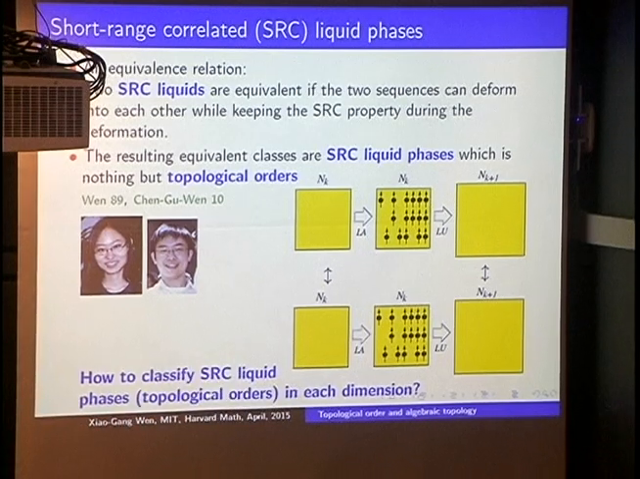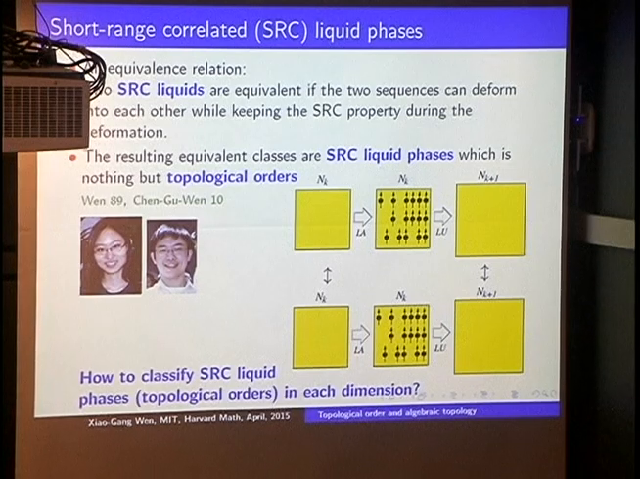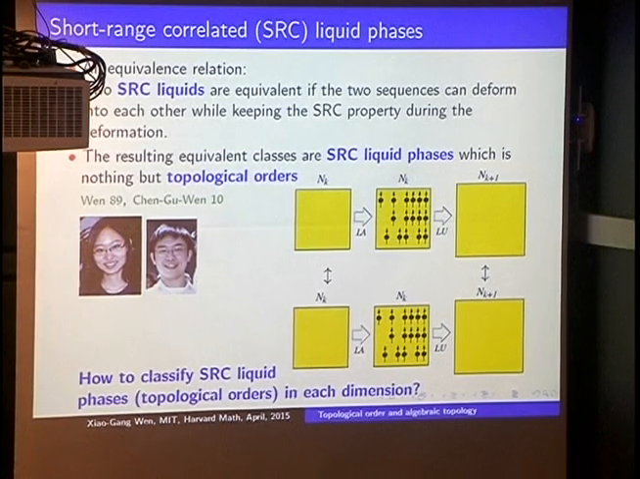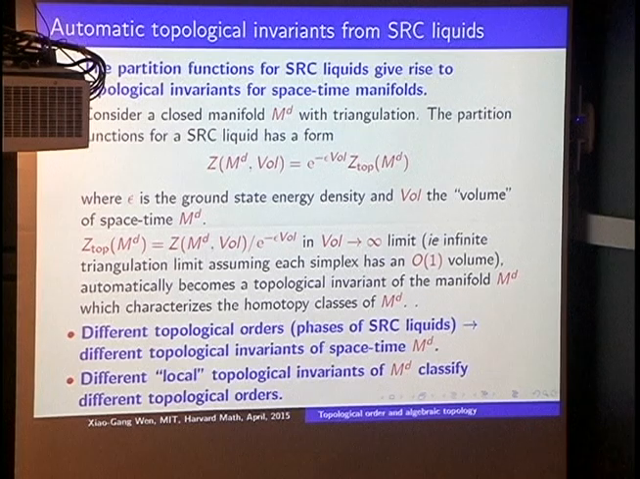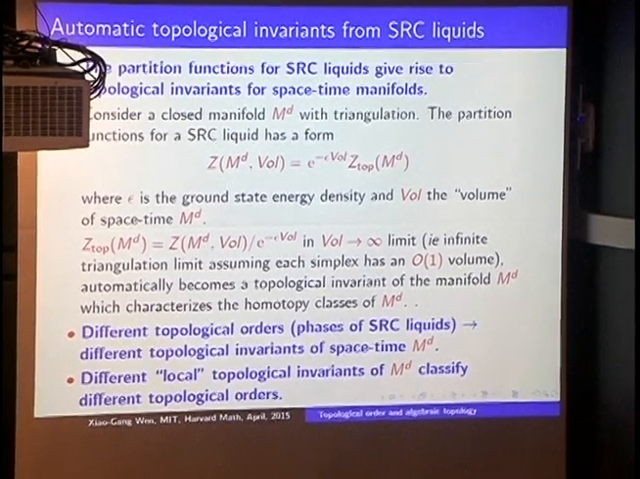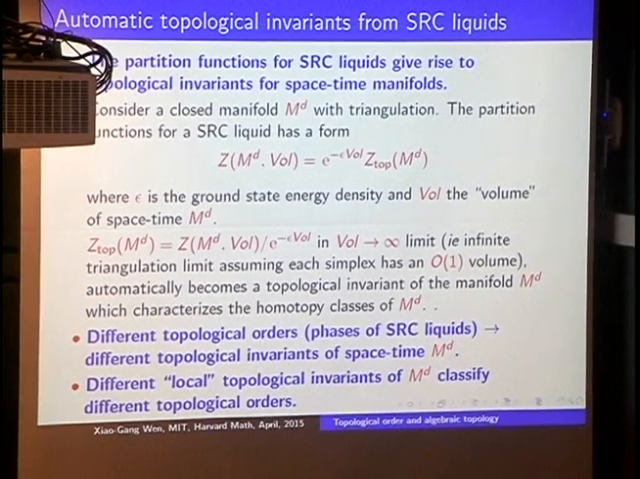So therefore, the topic of today's talk is basically to try to classify these equivalence classes of this kind of physical system. And this equivalence class is basically the definition of topological order. So this is what we try to do. And so why is this related to mathematics or algebraic topology? One claim is that if you do this kind of thing, you automatically get topological invariance for the manifold. Okay.